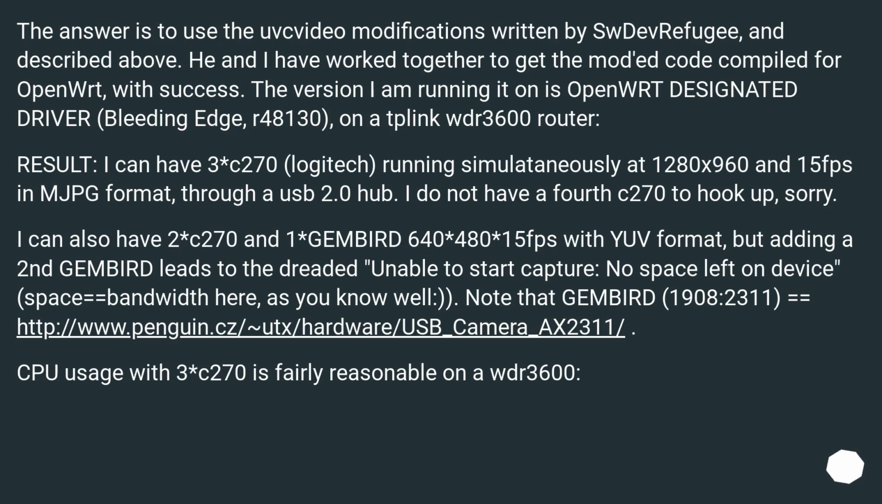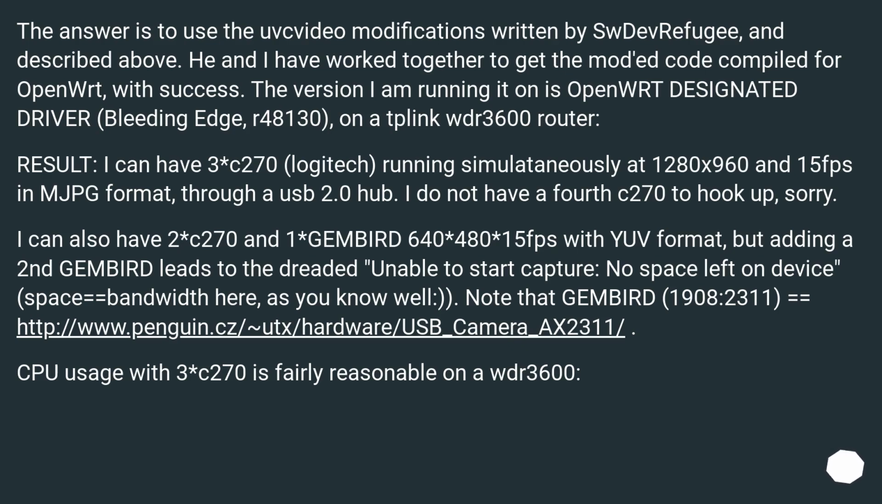The answer is to use the uvcvideo modifications written by SpivRefugee and described above. He and I have worked together to get the modded code compiled for OpenWrt with success. The version I am running it on is OpenWrt designated driver, bleeding edge r48130 on a TP-Link WDR3600 router. Result, I can have 3 C270, Logitech, running simultaneously at 1280 by 960 and 15 FPS in MJPG format through a USB 2.0 hub. I do not have a fourth C270 to hook up, sorry.